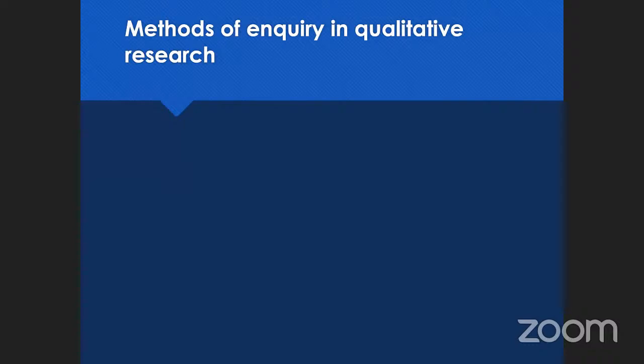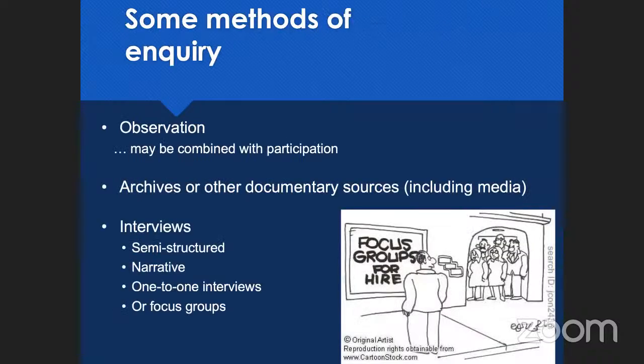In regard to the methods for inquiring in qualitative research, these can include observation, which can be combined with participation, and also archives or any other type of documentary sources, including media. While interviews can also be semi-structured or even narrative, and one-to-one interviews or even focus groups are present.